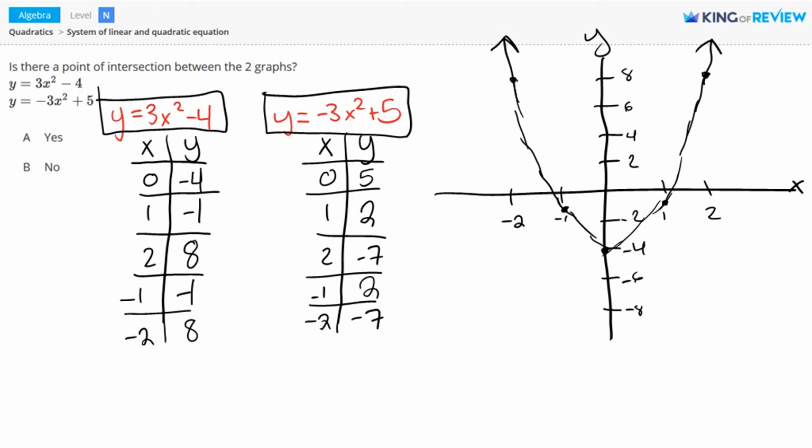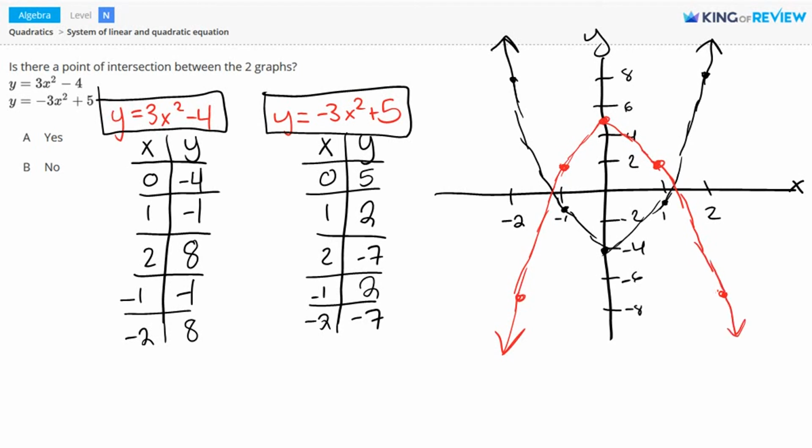The first point is at 0, 5, which is right here. I have a point at 1, 2, which is right here. I have a point at 2, negative 7, right about here. There's a point at negative 1, 2, which is right here. And we have a point at negative 2, negative 7, which is right about here. I'll use these points to fill in the graph. And you can see that this also forms a parabola that's opening downward.